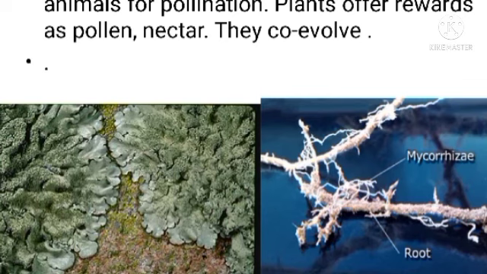Then another example is the mycorrhiza. What is mycorrhiza? Myco means fungi, rhiza means root. So it is the association between the fungi and the roots of higher plants. Here the fungi grow on the surface of the root. It produces many branches just like those of a root, and it helps in absorption of essential nutrients from the soil and provides them to the plants. And the plant in turn provides the food which is synthesized by it to the fungi. That is, the carbohydrate food is provided to the fungi.